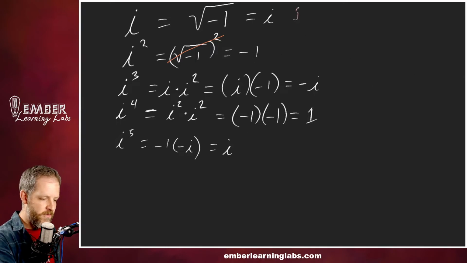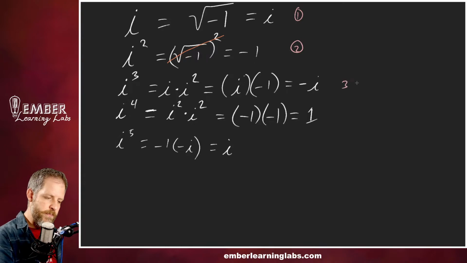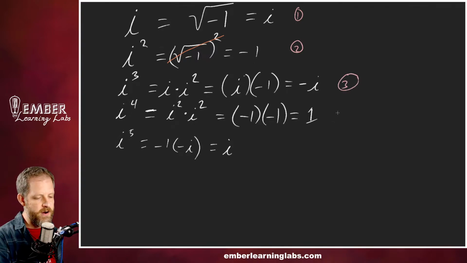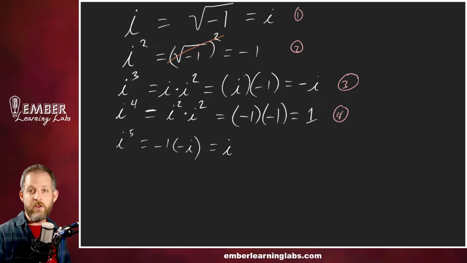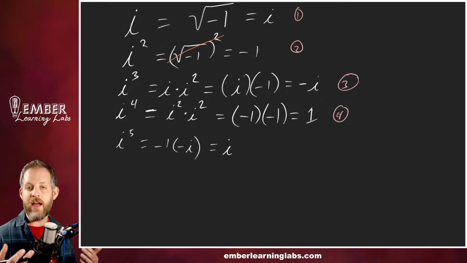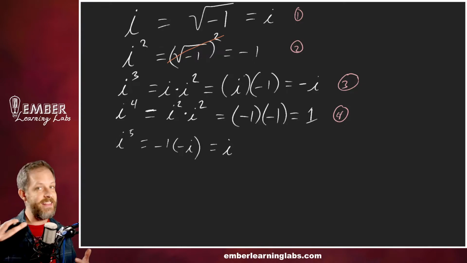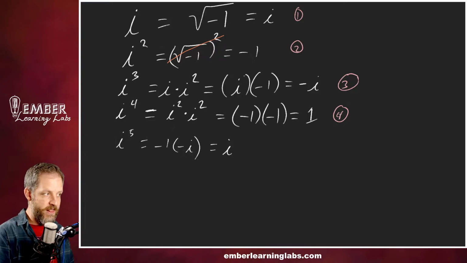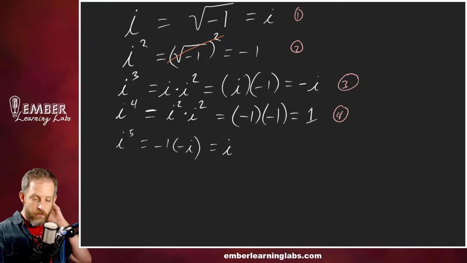We have first part is i. Second part is negative 1. Third part is negative i. And the fourth and final part is i to the 4th. If you keep on going, this pattern repeats forever and ever. So if we had i to the 8th, that would equal the same as i to the 4th, right? That would equal positive 1.